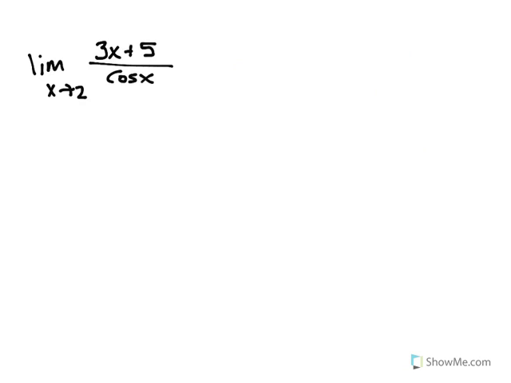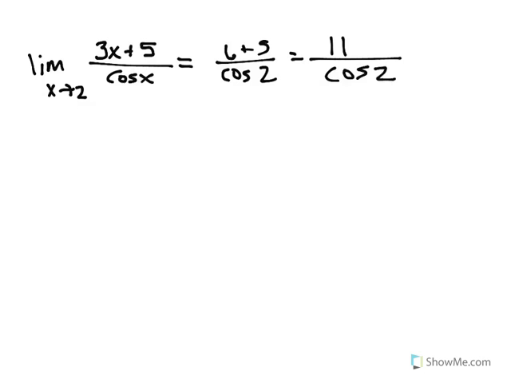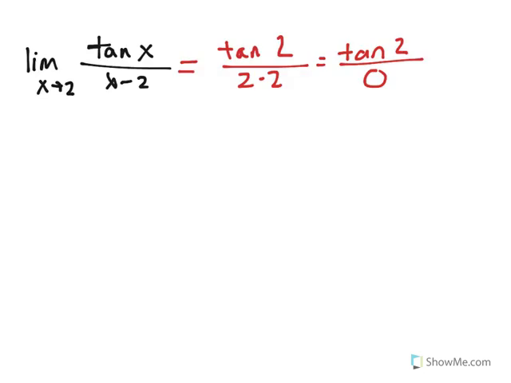Okay, so this one is the limit as x approaches 2 of 3x plus 5 over cosine x. If I fill the numbers in, I get 6 plus 5 over cosine 2, which equals 11 over cosine 2, which is a number. I can leave it just like that. It is not indeterminate. I do not need to apply L'Hopital's rule.